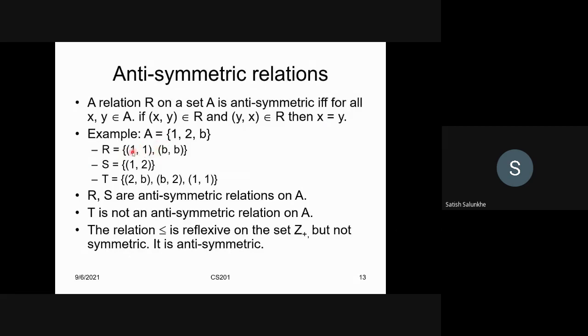This is x comma y. Okay, y comma x also belongs to R. That indicates x and y both are same. So this is holding for this. X comma y belongs to R. Y comma x belongs to R. That indicates x and y both are same. So this relation R is antisymmetric.